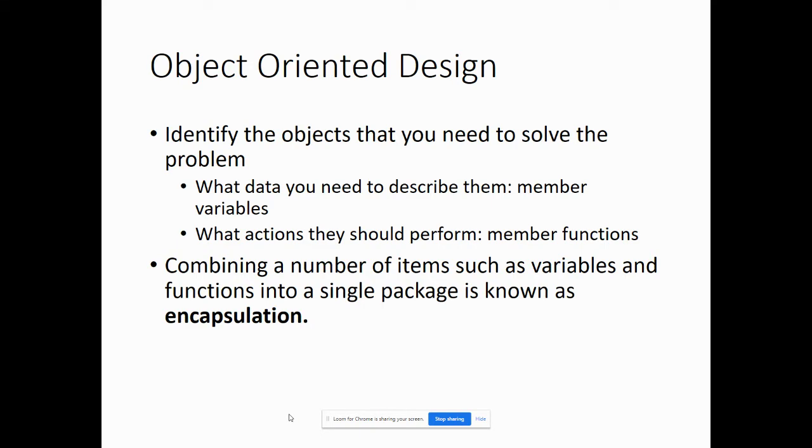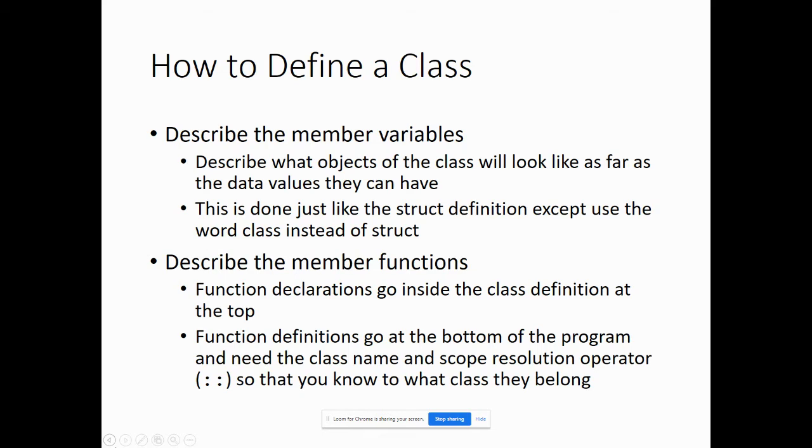So when we do object-oriented design, we need to identify the objects that are needed to solve the problem, what data we need to use to describe them, what actions they should perform, and we combine those together along with the variables and the functions into a single package, and that's known as encapsulation. So first of all, we define the member variables, what the objects of the class will look like as far as what data they can have. For a video game character, that might be the size of the character, its color, its position on the screen, and that's done just like a struct definition, except we use the word class instead of struct.